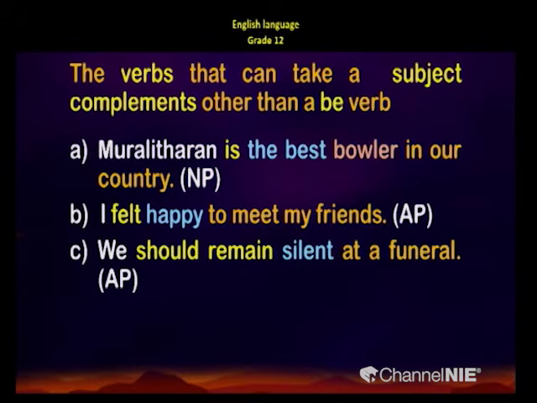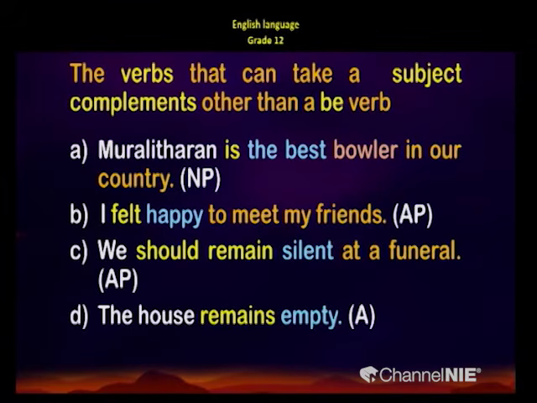You can change the adjective, but after these words like is, felt, remain and other forms of the verb be other than is, you can have an adjective. So it becomes the subject complement. The house remains empty. Again, empty is an adjective. Remains is the verb. So verbs like remain, felt, and the verb be and its forms am, are, was, were as the main verbs, you have to have an adjective.